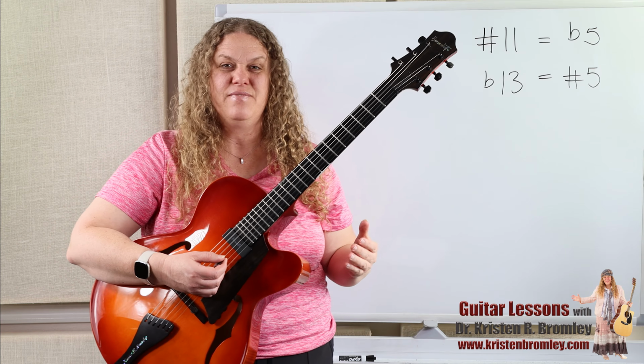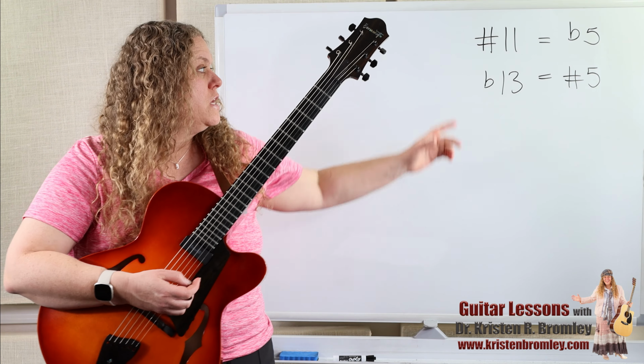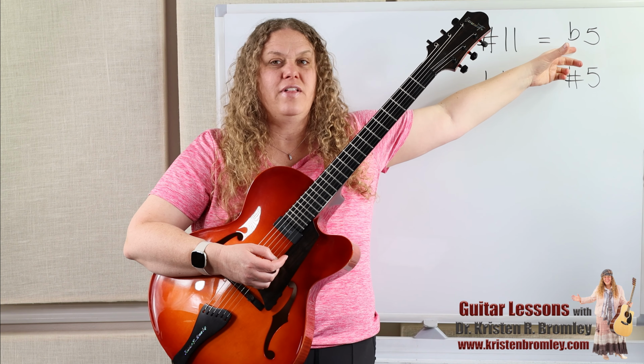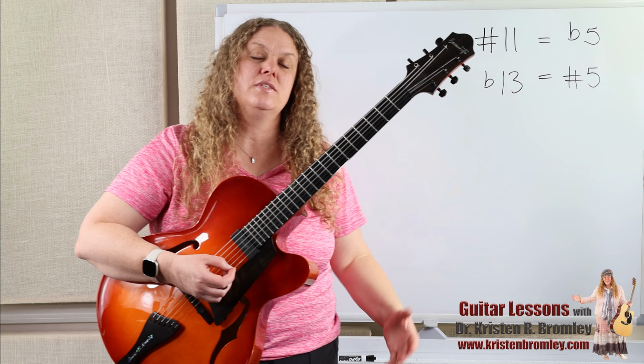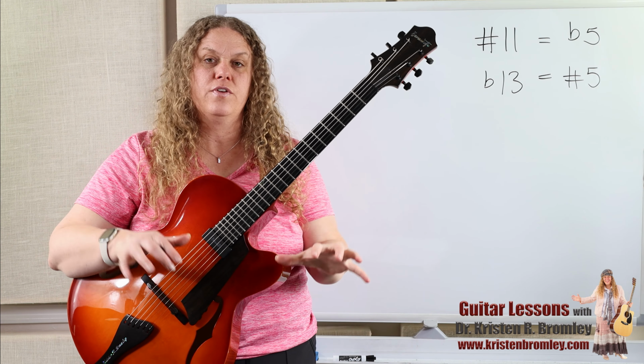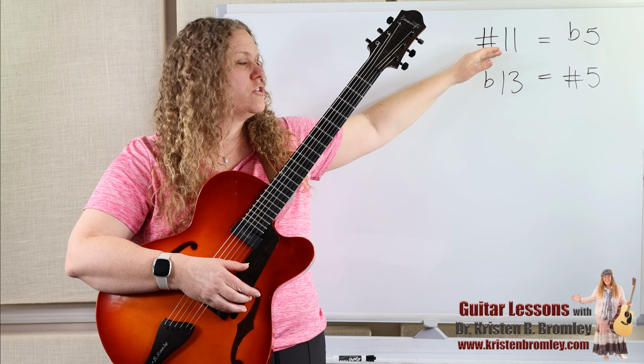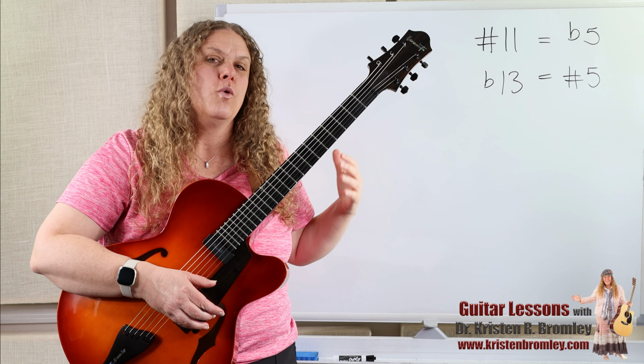So that works like that. So that's how that sharp 11 works. Sharp 11 can equal the flatted 5th. The only difference being on piano, maybe if we had more fingers, we could include with the sharp 11 a natural 5. But on the guitar, we don't have the fingers.